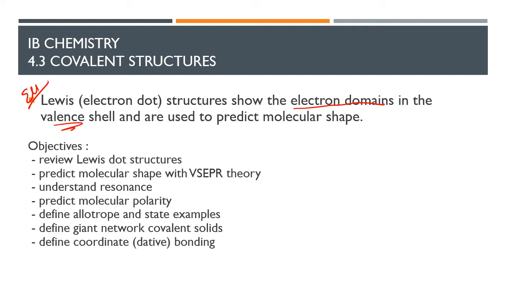So our specific objectives for today: we're going to review those Lewis dot structures. We're going to predict shapes of molecules using those Lewis dot structures and VSEPR theory. We're going to understand resonance and talk about polarity of molecules. And then we're going to look at some special vocab: allotropes, giant covalent solids or network covalent solids. And then we're going to define coordinate bonding, which is sometimes also called dative bonding.